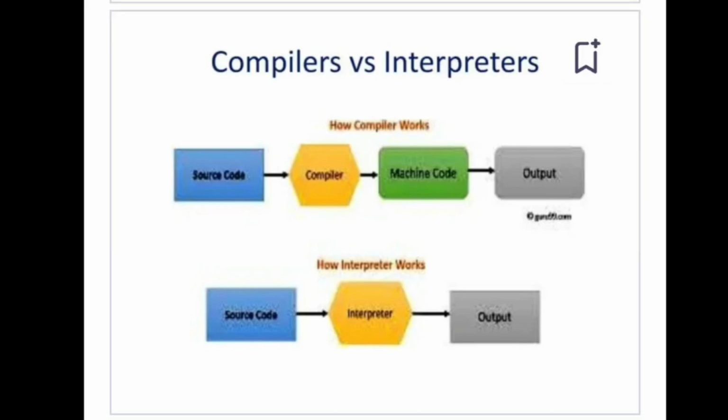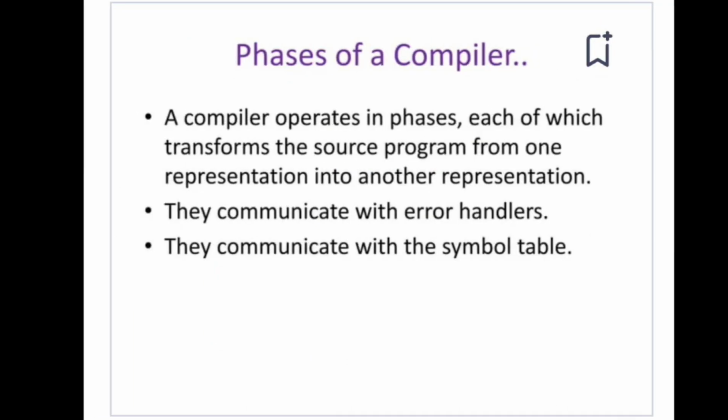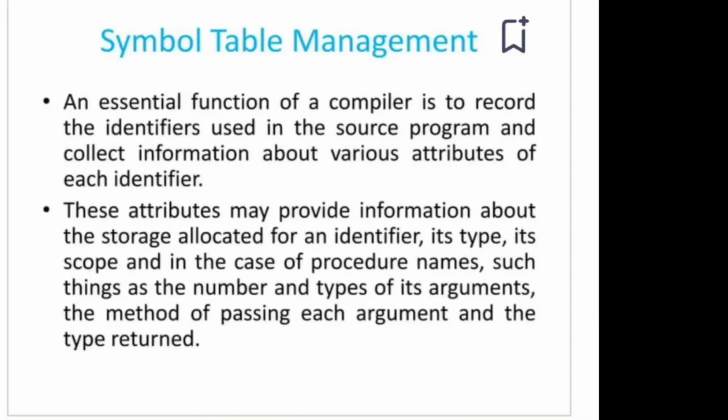Compiler versus interpreter. How does a compiler work? Source code, compiler, machine code, then output. How does an interpreter work? Source code, interpreter, then produce output. Phases of a compiler. A compiler operates in phases, each of which transforms the source program from one representation into another representation. They communicate with error handlers. They communicate with the symbol table.